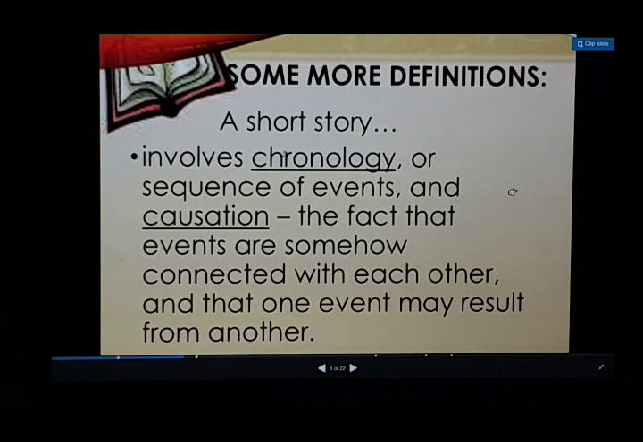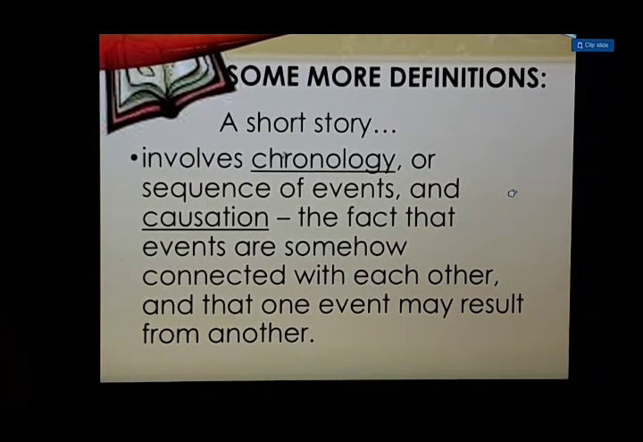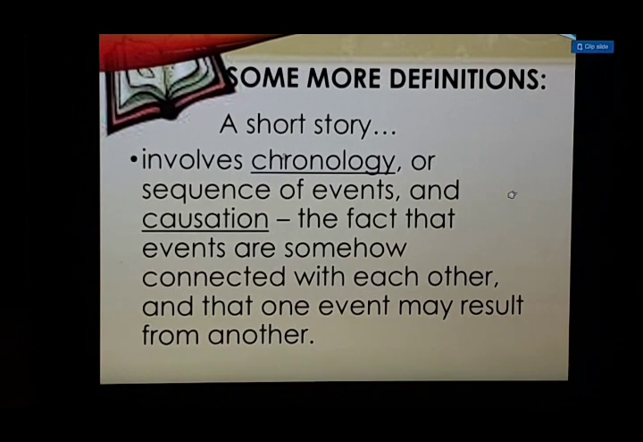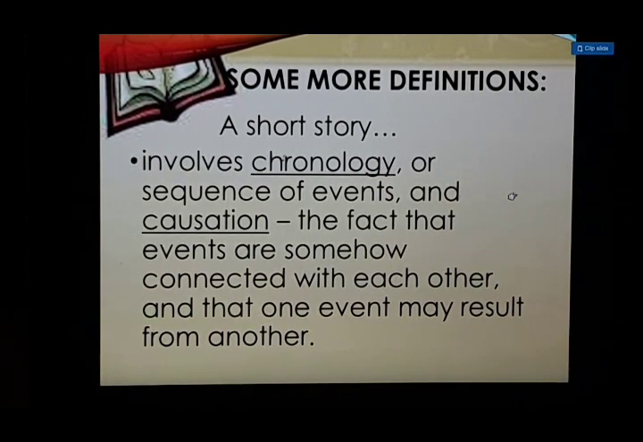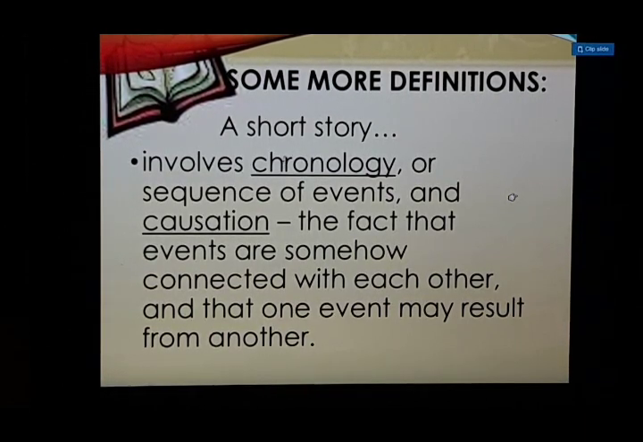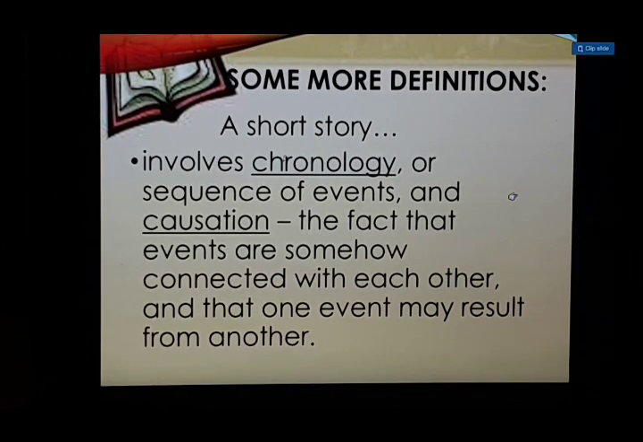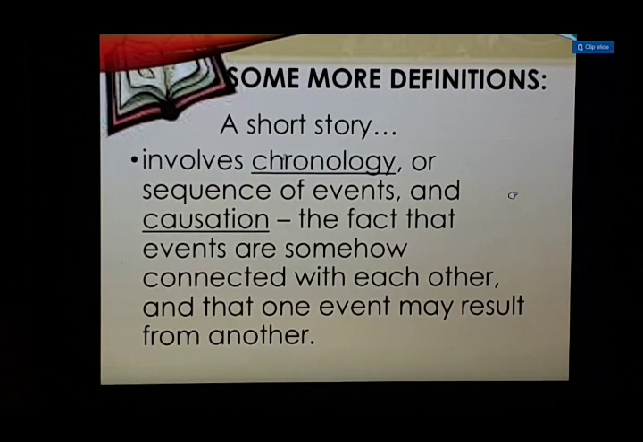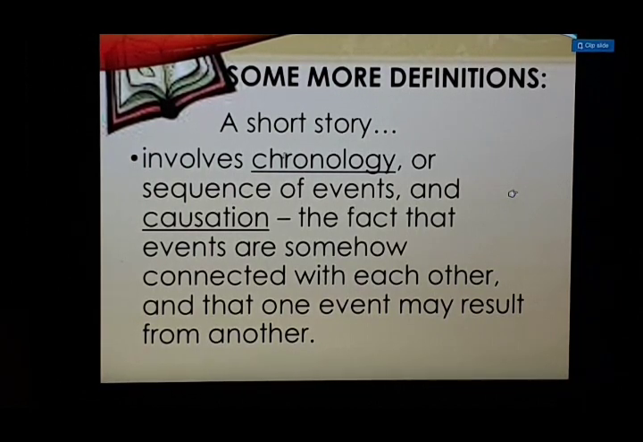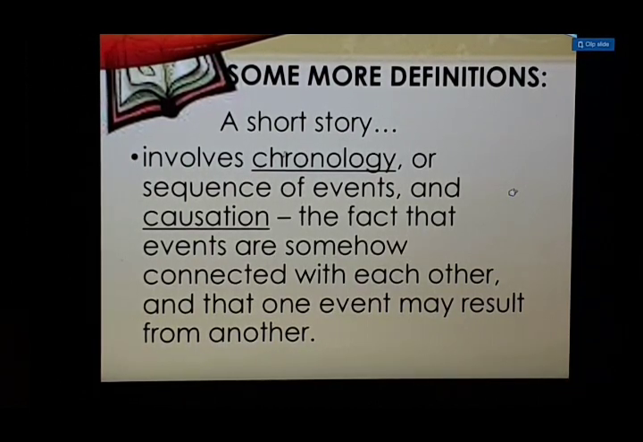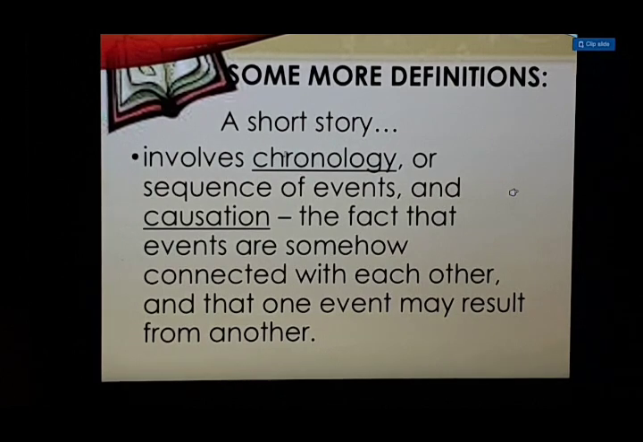Now some more definitions are here. It involves chronology. Chronology is the sequence of events. It should have a beginning, and it should move in proper order from one series to another. It should move from one plot to another. Like if we are starting a story, you can take the Thirsty Crow.